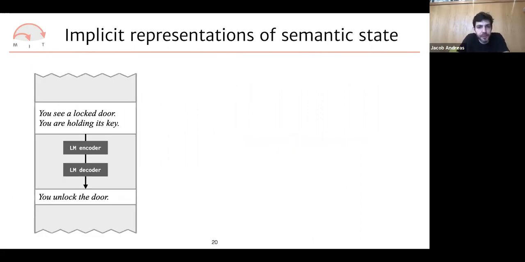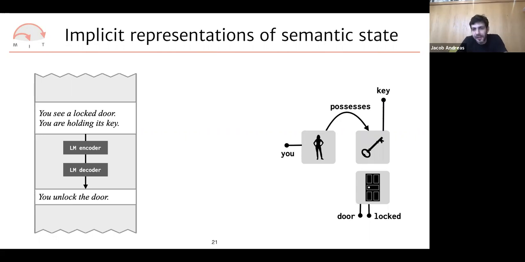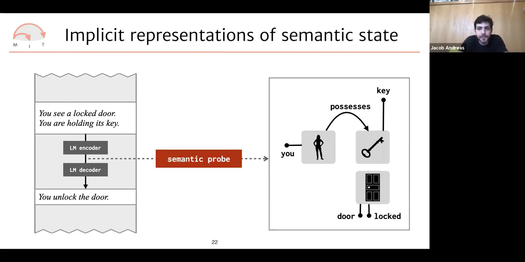Okay, so how are we going to do this? Here's another picture, and we're going to use a slightly different set of example sentences. Suppose we start with the following story. You see a locked door, you are holding its key. One of these models that we looked at before is first going to encode that sentence in a sequence of vectors, and then decode it to a sequence of words at the output. And we can correspondingly represent the situation described by the first two sentences in the following way. We have the entity you, we have the entity the key, we have the entity the door.